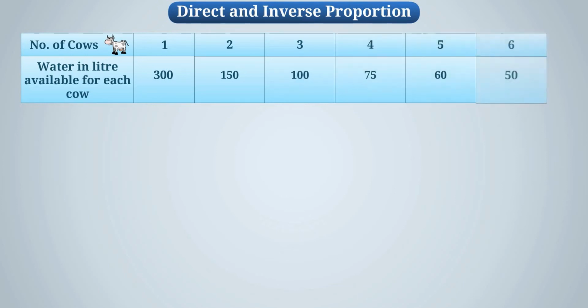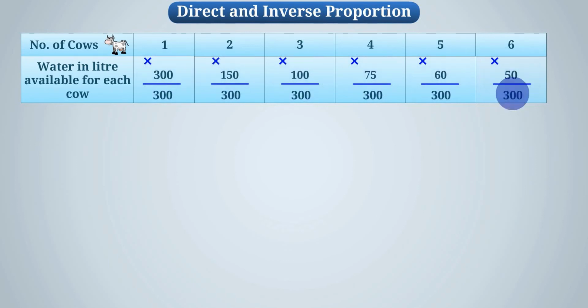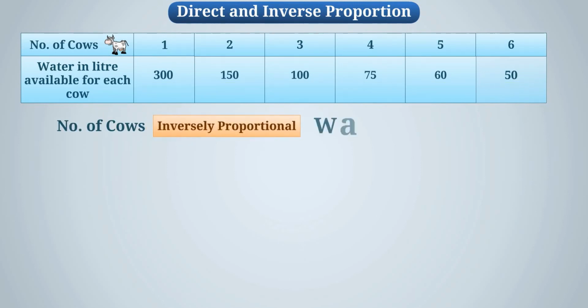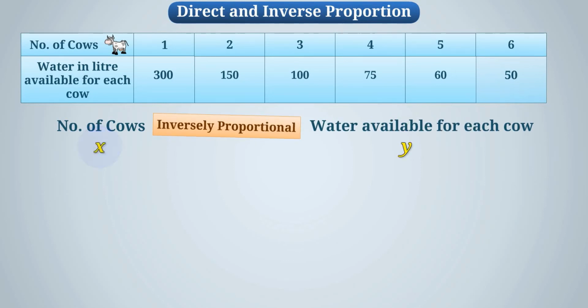and so on. We see that as the number of cows increases, water available for each cow decreases in such a manner that the product of cows and water available for each cow remains constant and is equal to total amount of water in the tank. We say that the number of cows is inversely proportional to the water available for each cow. Let's write the number of cows with letter X and water available for each cow by Y. Then we can say that X is in inverse proportion with Y. It is represented as X inversely proportional to 1 by Y.